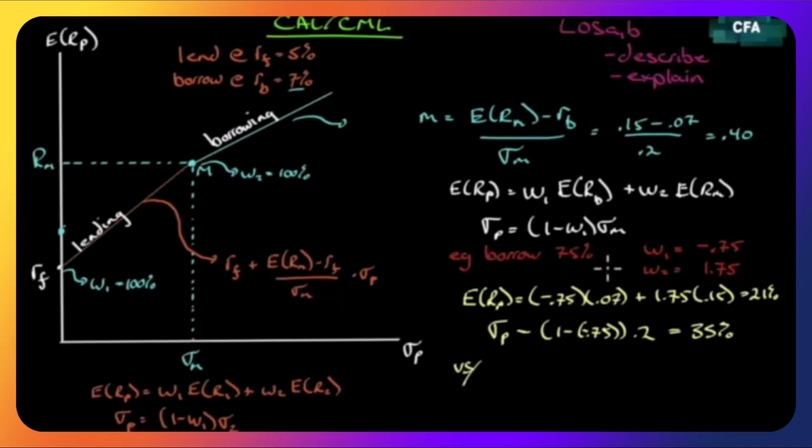Versus if you could borrow at the risk-free rate, your expected return on the portfolio would be 22.5%, and your standard deviation of the portfolio would be 35%. So notice that the standard deviation is the same, 35%. You're creating the same portfolio in terms of risk. It's just that your return is going to be lower because your cost of funds is higher.